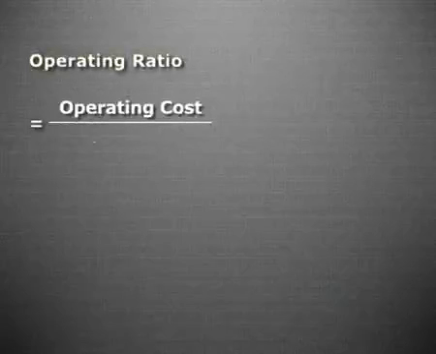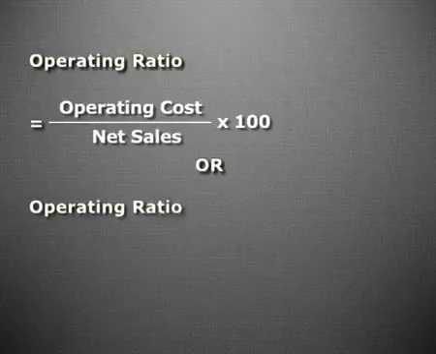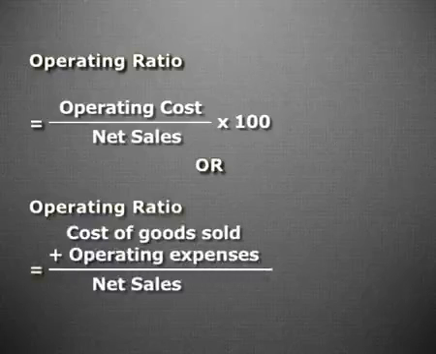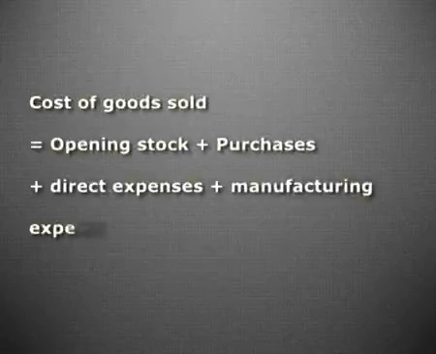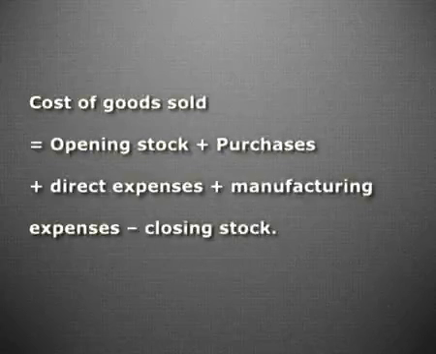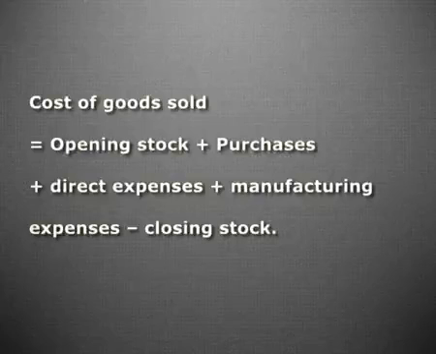Operating ratio is very useful in comparing the operational results of the same firm for more than 1 year. It is also useful for inter-firm comparisons. Operating ratio is equal to operating cost divided by net sales into 100, or operating ratio is equal to cost of goods sold plus operating expenses divided by net sales into 100, where cost of goods sold is equal to opening stock plus purchases plus direct expenses plus manufacturing expenses minus closing stock.